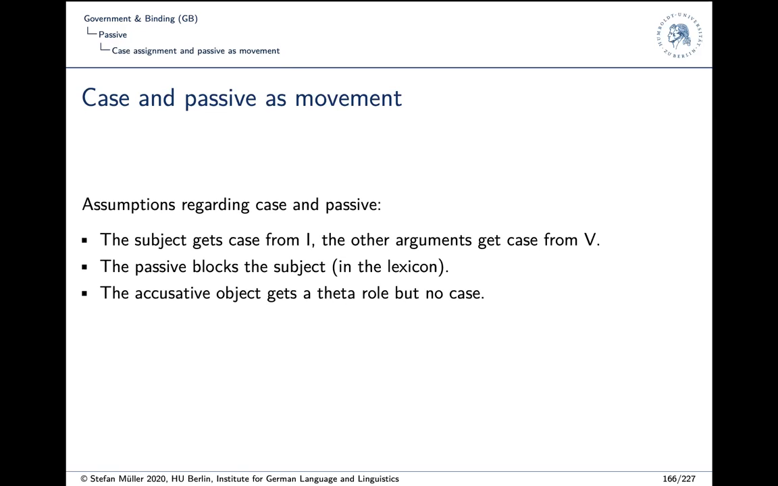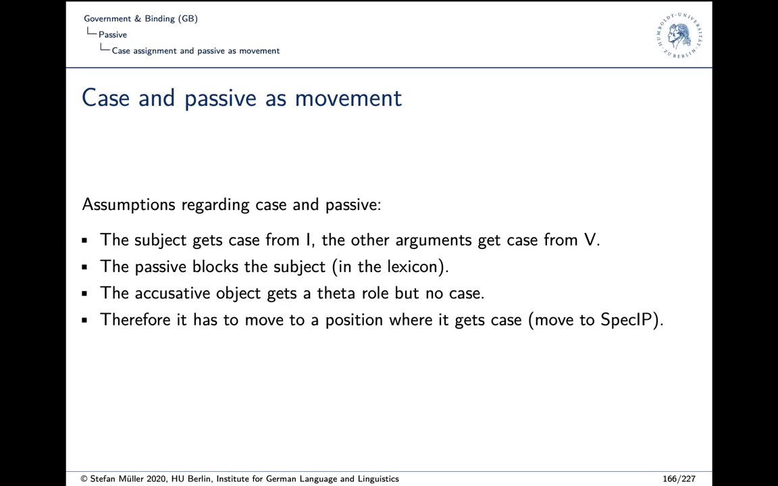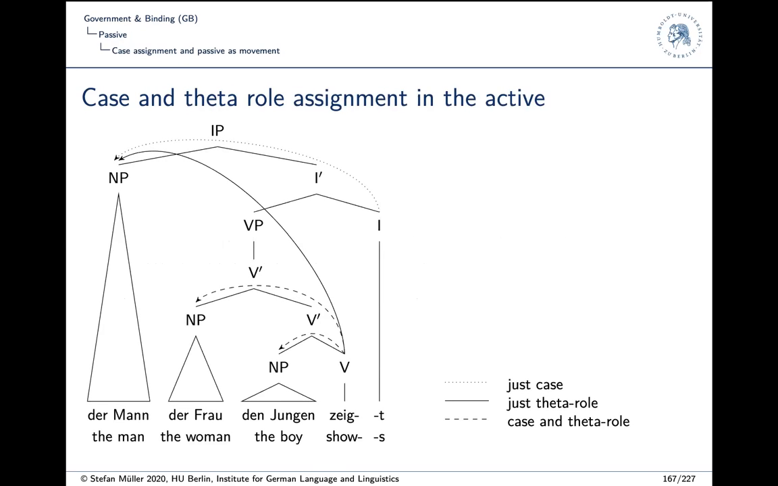So this is also something that is done in the lexicon, that it's just said, okay, the case assignment doesn't take place anymore. So the accusative object is still sort of selected in the valence frame of the verb, but it doesn't get case. Because of the case filter, that wouldn't work as a derivation, and hence the object of the verb has to move to another position where it gets case. That's the spec IP position, so it moves to the subject position and gets the nominative there.